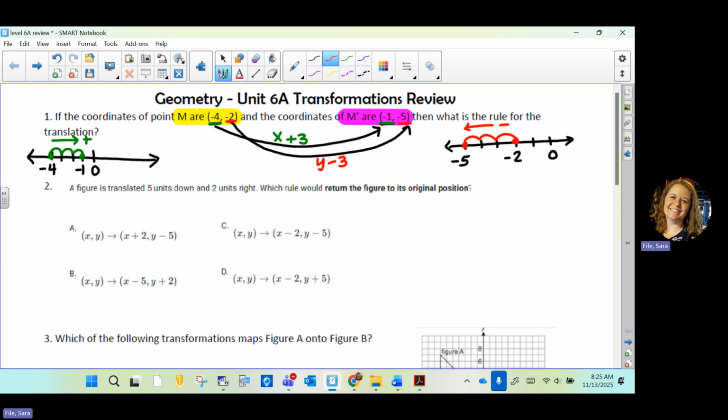You don't have to show all this work to be able to do this. I'm just trying to get you to visualize things to understand. We're figuring out, how did I get from m to m prime? I added 3 to the x. I subtracted 3 from the y. So writing that as a rule, I would say, make some room here.